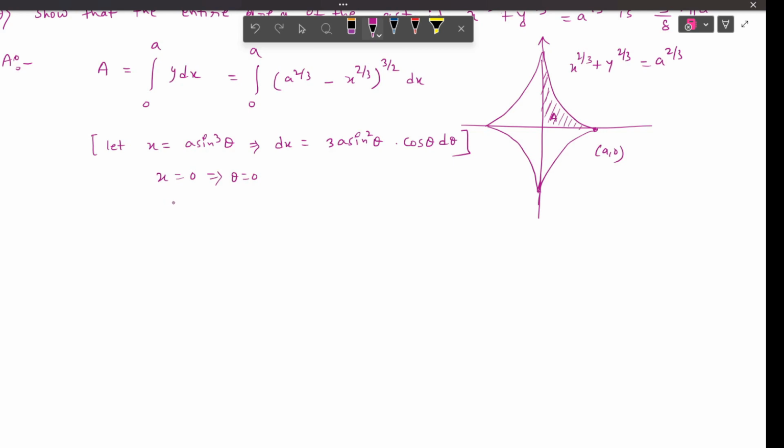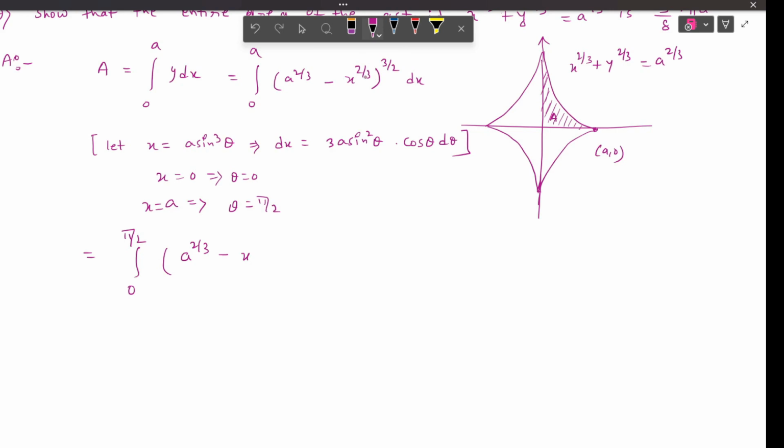If x equals a, if you put a here, it will cancel out. If x equals a, theta would be sine inverse 1, that is pi by 2. So our limit changes from integration 0 to pi by 2. This would be a to the power 2 third minus x, which is a sine cube theta.